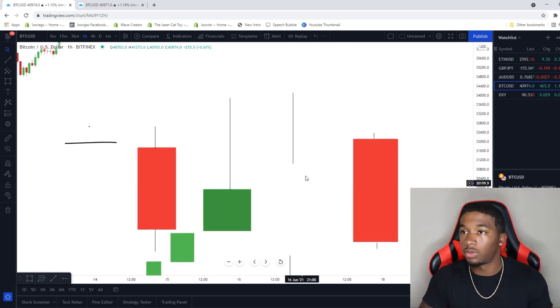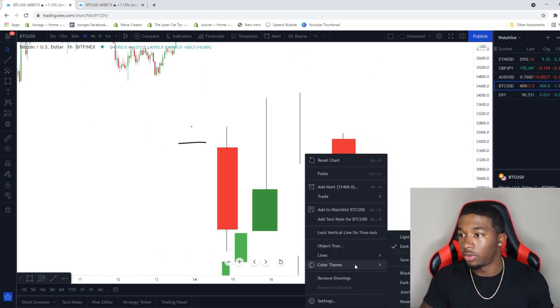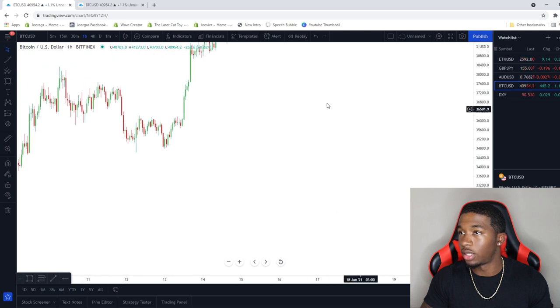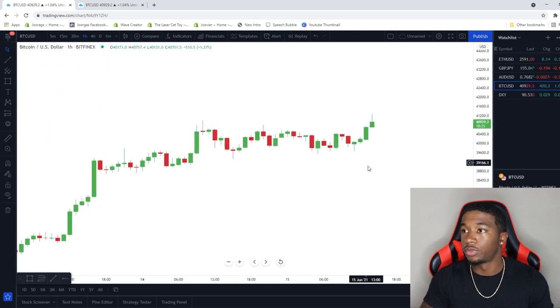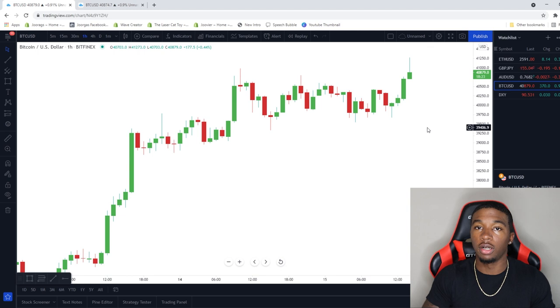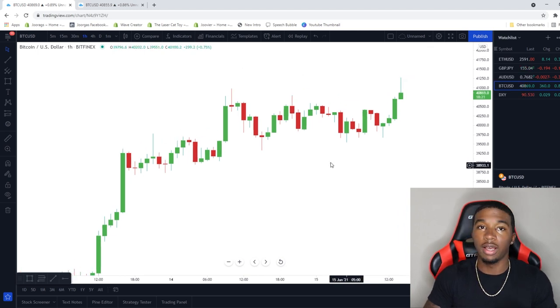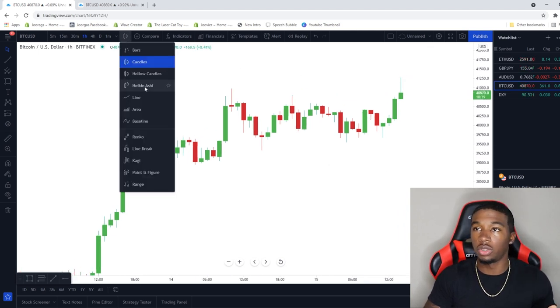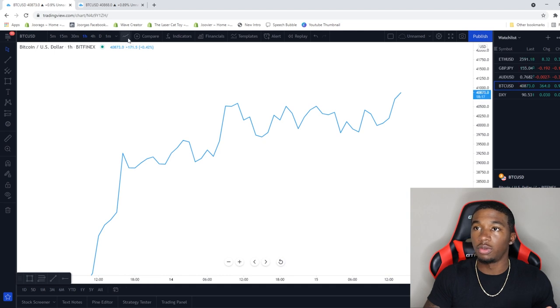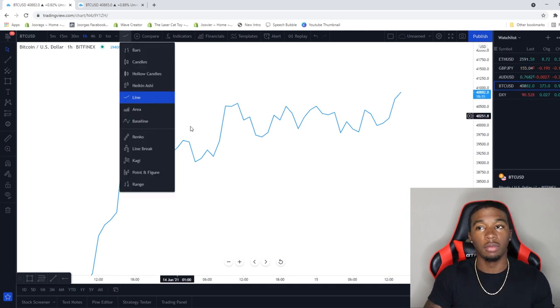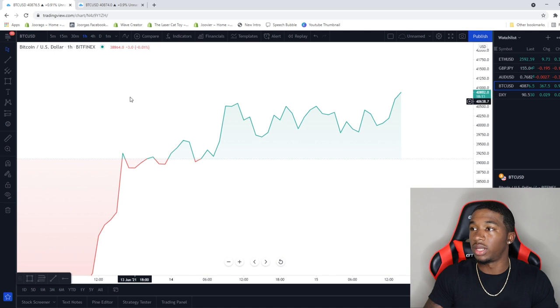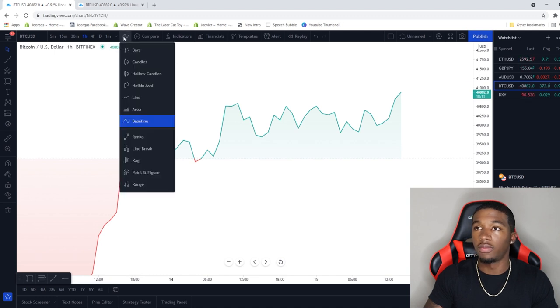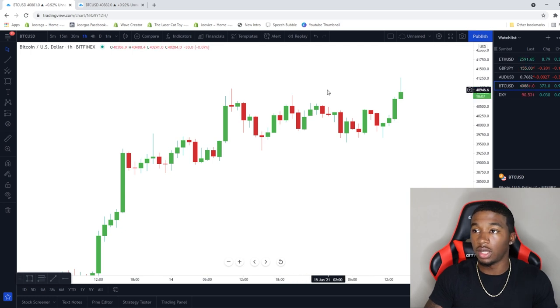So let me try and show you guys some real life examples. Let me clear these drawings, everything like that. Boom. So this is what a real candlestick chart would look like. Now on TradingView, you can have multiple different charts. You can have a line chart, which is probably what you see on Robinhood or Coinbase or whatever. Baseline chart. You can have a bunch of different charts, but we use candlestick charts because they're the easiest to help us predict certain price movements.